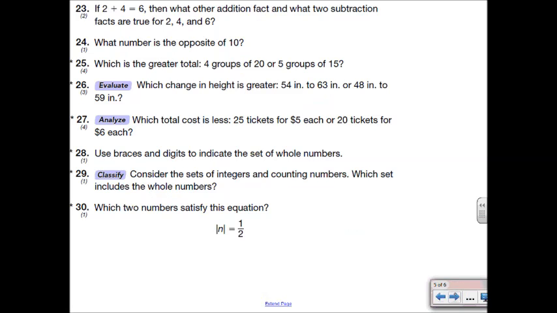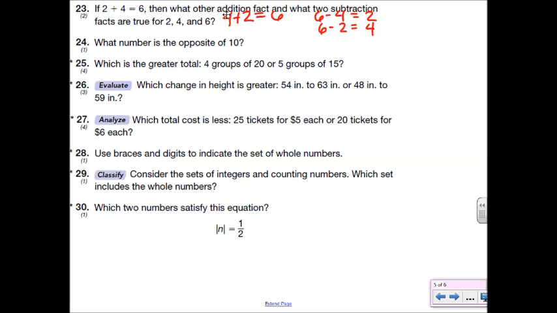If 2 plus 4 equals 6, then what other addition fact and what two subtraction facts are true for 2, 4, and 6? So we reorder the 4 and the 2. So 4 plus 2 equals 6. And then we can subtract the addends from the sum. So we can have 6 minus 4 gives us 2, and 6 minus 2 gives us 4.